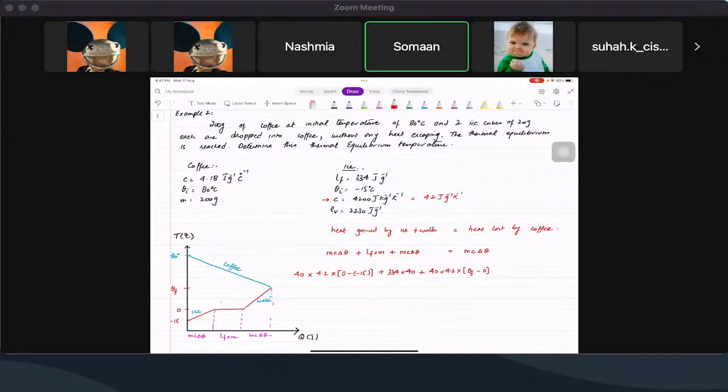Now, coffee's mass was 200. The heat capacity of coffee is 4.18. And now it goes from, now this is the tricky part. You need to put the higher temperature minus the lower temperature. That would give you a positive answer for the change in temperature. Any questions now?